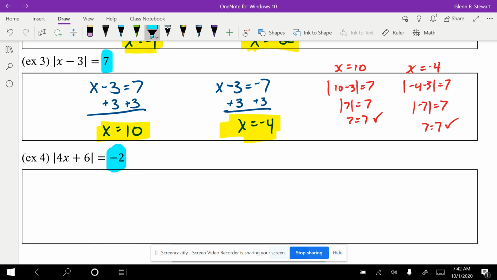One of them is positive and one of them is negative. So whenever we have an absolute value that is equal to a negative number, okay, we have the absolute value completely by itself and then it's still equal to a negative number, there's no solution. Because absolute value can never be negative.